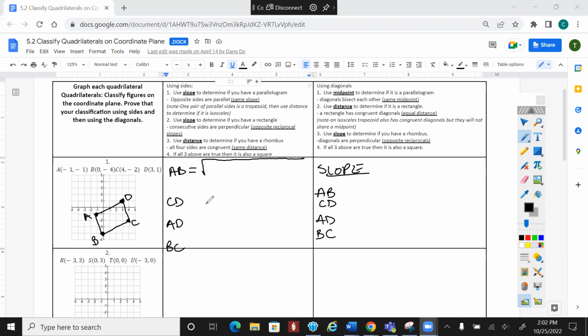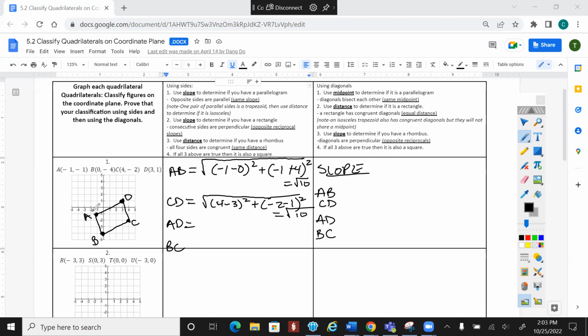I'm going to do this very quickly. Just check your work: write down the answers and then work it out. So A to B is going to be -1 minus 0 squared plus -1 minus -4 squared. When we simplify this, this is going to give me the square root of 10. On this one, same thing. We're going to plug in and we're going to get 4 minus 3 squared plus -2 minus 1 squared, and that's also going to give us square root of 10.